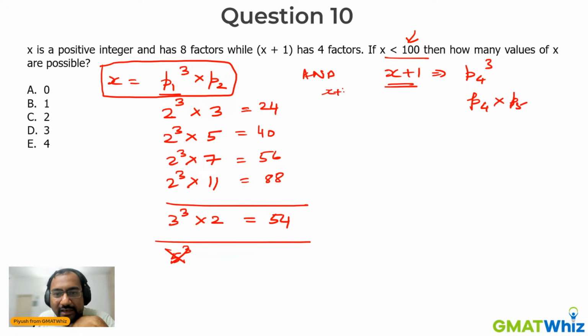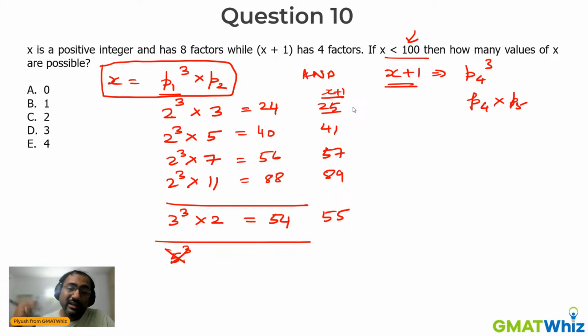If you see x plus 1, in case of x being 24, it will be 25. In this case, it is 41, 57, 89, and 55. Now, 25 cannot be written in the form of a product of two prime numbers, right? It's actually 5 squared itself. And it is not the cube of a prime number either. So 24 doesn't work. 41 itself is a prime number, so that doesn't work either. 57 can be written as 19 3s are, so it's 19 into 3. So it fits this form.